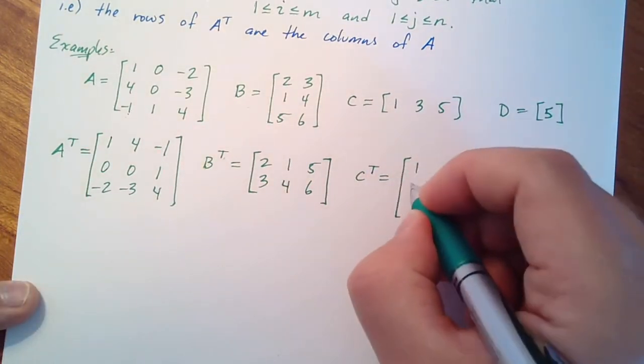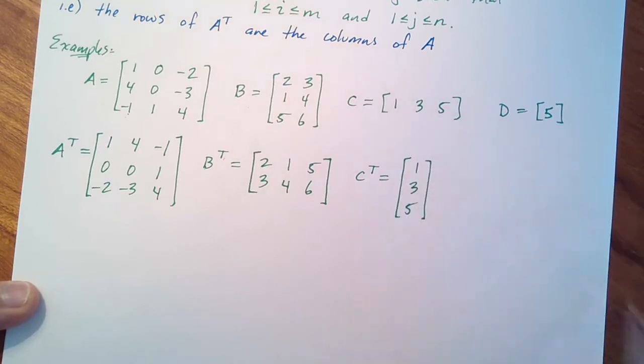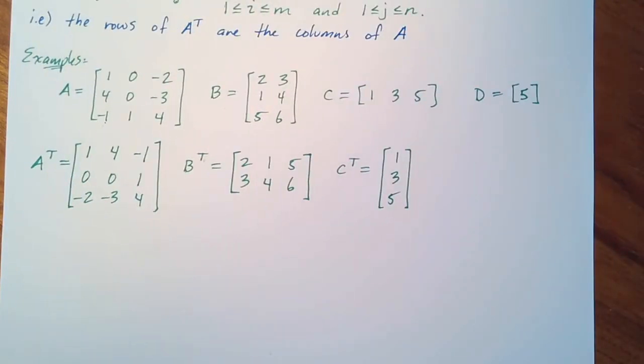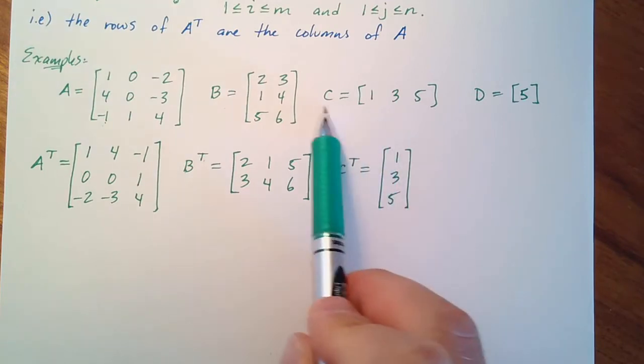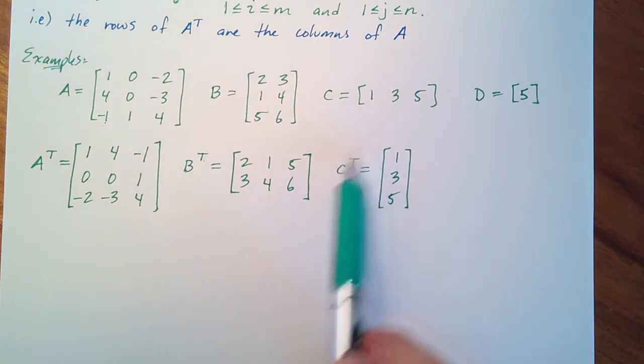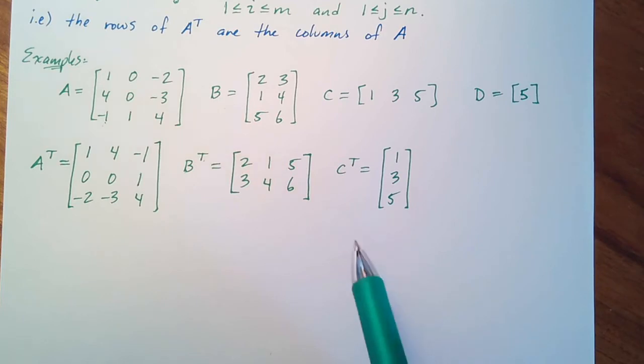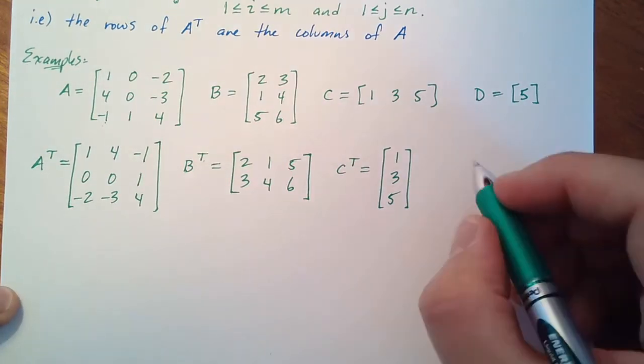C transpose will just be the column. Same entries, but now they're just in a column instead of a row. And in general, if I take a row matrix and take its transpose, I'm going to get a column matrix. And if I transpose a column matrix, I would get a row matrix back.